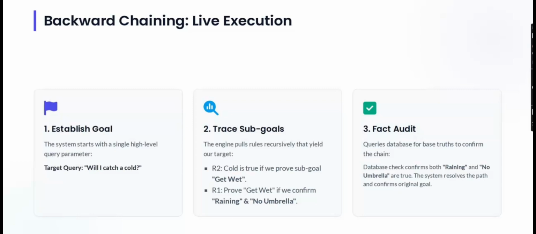Using the same scenario, imagine your goal is to answer the question, will I catch a cold? The system works backwards. It says, to catch a cold, do I need to get wet? Yes. Then it asks, to get wet, is it raining? And am I missing an umbrella? It checks the database for those specific facts. If those facts exist, the system says, yes, the hypothesis is proven. In this way, you can execute backward chaining.